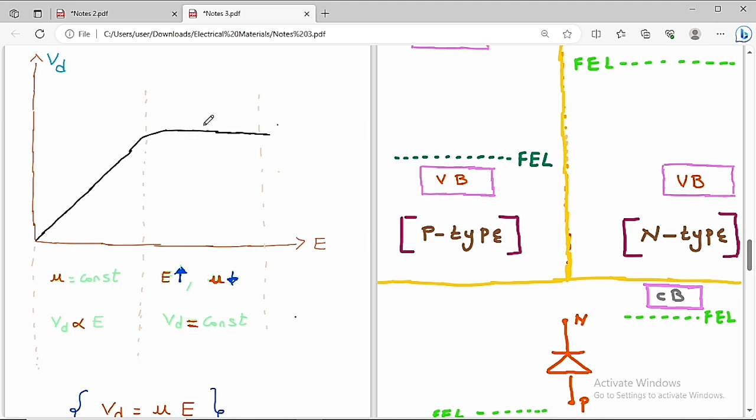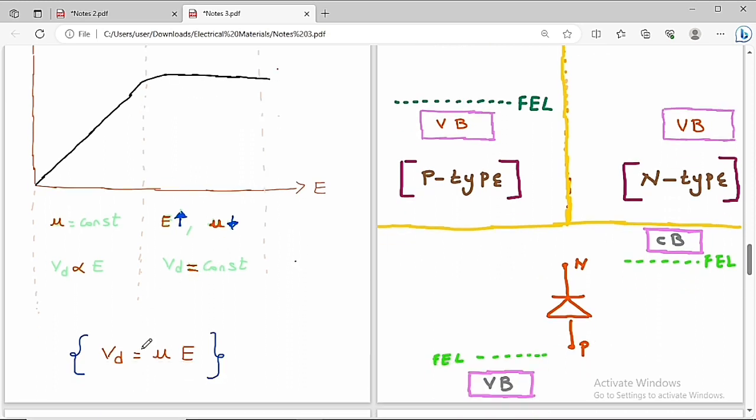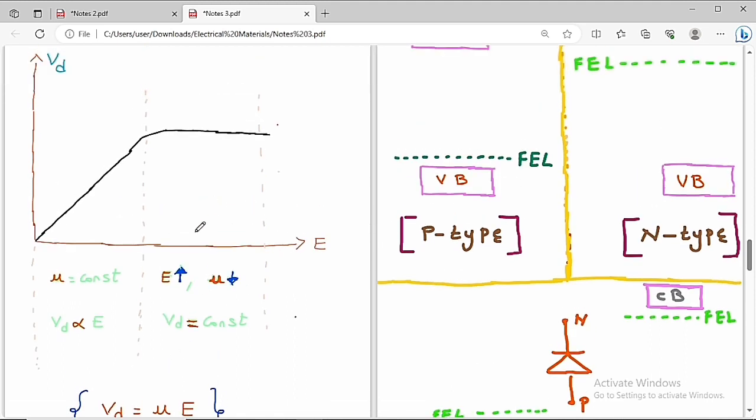Whereas here, if you see clearly, what is going to happen? Vd is constant, but E is increasing. Then what is the meaning for mu? Mu should decrease because Vd is equal to mu into E. If Vd is constant and E is increasing, definitely mu should decrease. If one is increasing and the other decreasing, then only the product is going to be constant. Therefore, in this case, as the value of E increases, mu will decrease, and then only Vd is constant.